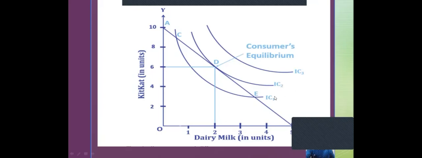And IC1 is also rejected because IC1 represents the lower indifference curve where the consumer is getting a low level of satisfaction. IC3 is rejected because the budget does not allow it.